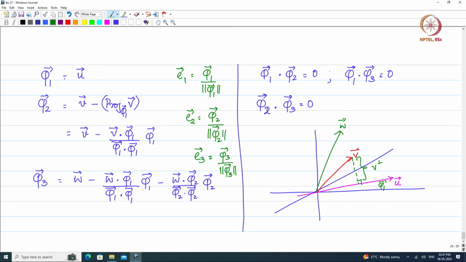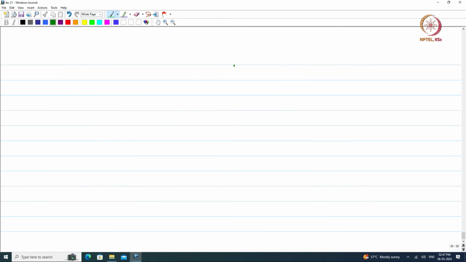Okay. Now, why do we need this Gram-Schmidt orthonormalization process? We end up getting orthogonal vectors, and it is very interesting to note that from this, suppose we have a matrix A, where A is the matrix whose columns were these vectors u, v and w.